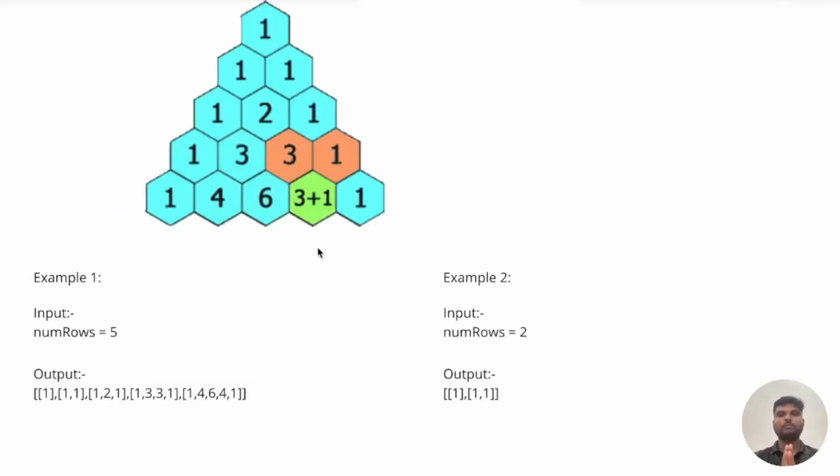Now let's look at some of the sample inputs and outputs for this problem. In the first example we are given the input as 5, so we need to return the first 5 rows of Pascal's triangle. The output is a 2D array where the first element in the array is the first row of Pascal's triangle, the second element is the second row, and you get the idea, right? In the second example we are given the input as 2 and we need to return the first 2 rows of Pascal's triangle, and here we have shown the output for the same.